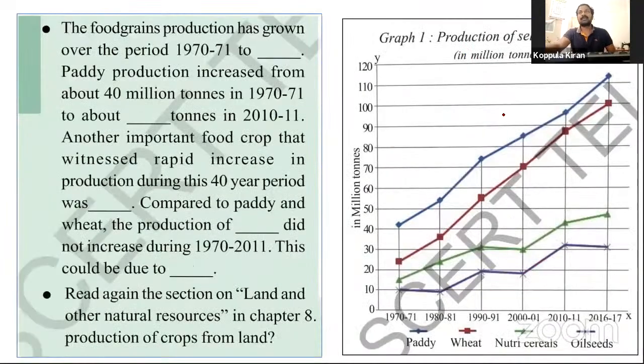See this, the same graph is displayed here, showing the production of select food grains in million tons. See this one by one. First paddy. Look at this. First, all food grains: 1, 2, 3, 4. Four food grains are mentioned here. In 1970-71, in this decade, what food grains were produced by the farmers?